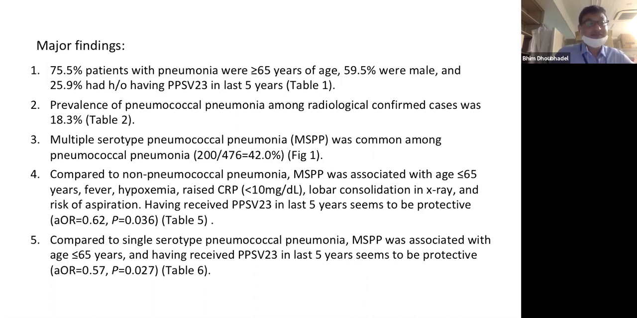And 25.9% of these patients had polysaccharide vaccine in the last 5 years, and the prevalence of pneumococcal pneumonia among these was 18.3%. It's really high because we have a sensitive method. And multiple serotype pneumococcal pneumonia was very common, 42% after the cutoff. So it's really a huge number. We didn't have any thoughts about this before.